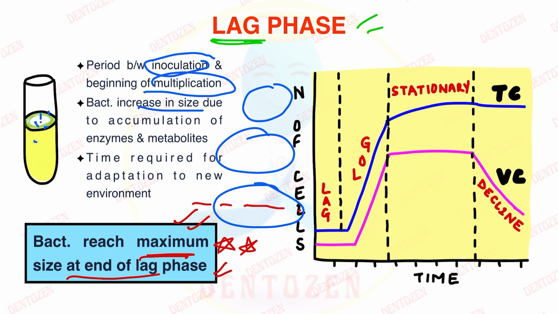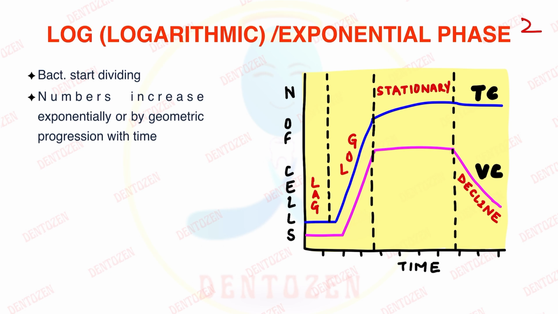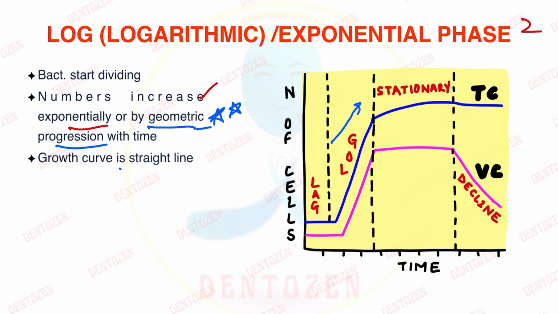So that is the second phase, log phase or exponential phase. When the bacteria start dividing, their numbers start increasing rapidly, exponentially, and the progression that they show is called geometric progression. That can be an important entrance question: what type of progression is shown by bacterial growth? That is geometric progression. So what type of curve is it here? It is a straight line growing upwards, as you can see here. So that is the second phase, log phase.